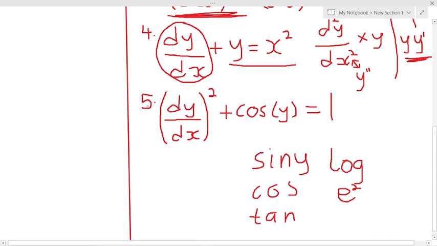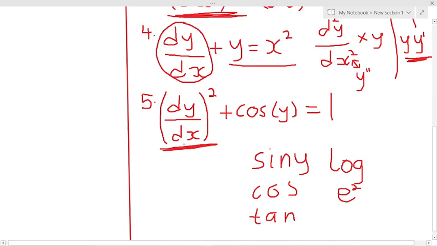So let's take our example 5 and see. We have (dy/dx) squared plus cos y equal to 1. This equation does not satisfy to be a linear equation. Why? Because first of all, although we have dy/dx here, our first condition states that the dependent variable and all its derivatives should occur at a degree of 1. And here we have a degree of 2. So this doesn't make it a linear equation.